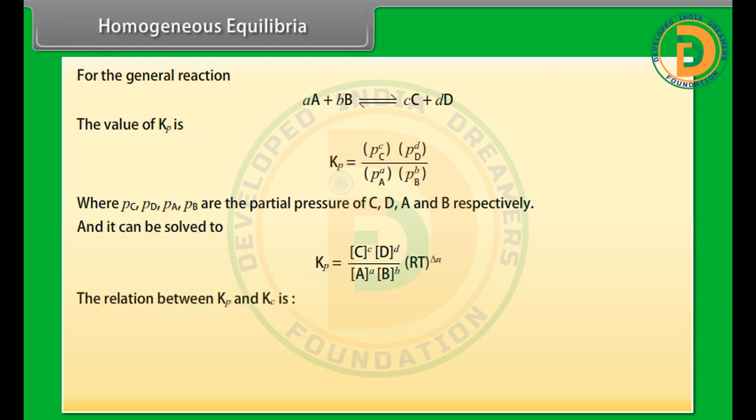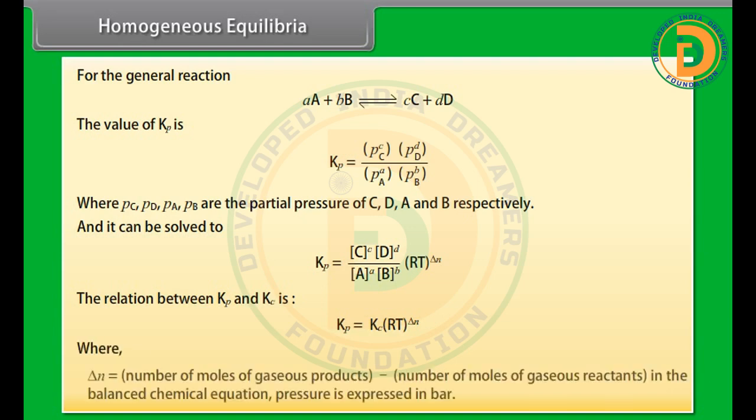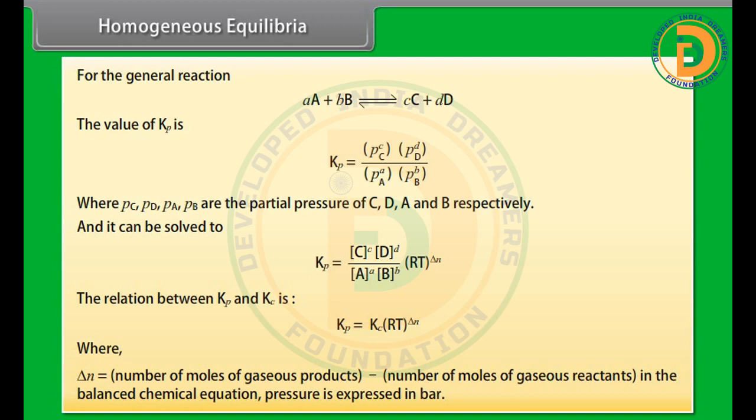The relation between Kp and Kc is Kp is equal to Kc into RT raised to the power delta N, where delta N is equal to the number of moles of gaseous products minus the number of moles of gaseous reactants in the balanced chemical equation. Pressure is expressed in bar.